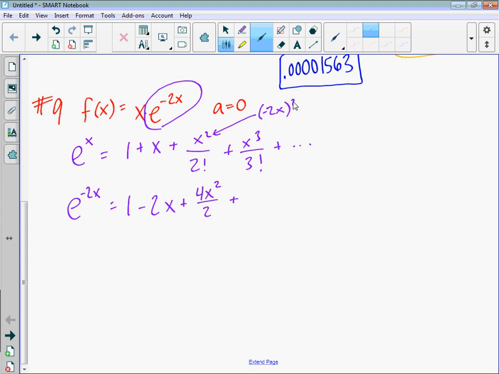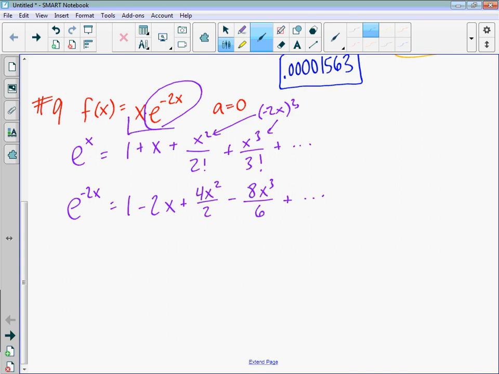So same idea here, except instead of squared, we're going to cube it, so we'll do that one. So it's going to be a minus 8x cubed, yeah. And that's over what? 3 factorial or 6, right? And I'm just going to put the dot, dot, dot. And then we need to still do what with that?